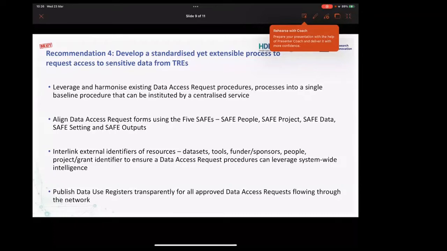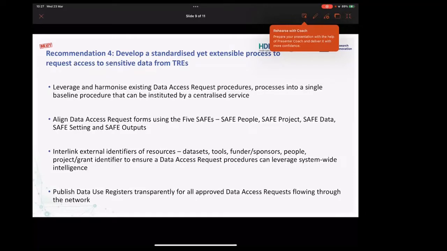So can we leverage and harmonize the existing data access request procedures into a single baseline procedure? So what is common across all of them? And our assumption is what's common is the 5 Safes. So proving who requires access to data, for what project, what data do they actually need, where are they processing the data, and what outputs are they generating? And using that very simple 5 Safes framework to allow us to harmonize across all the different data custodians and TRE operators would allow us to simplify the underlying governance process.